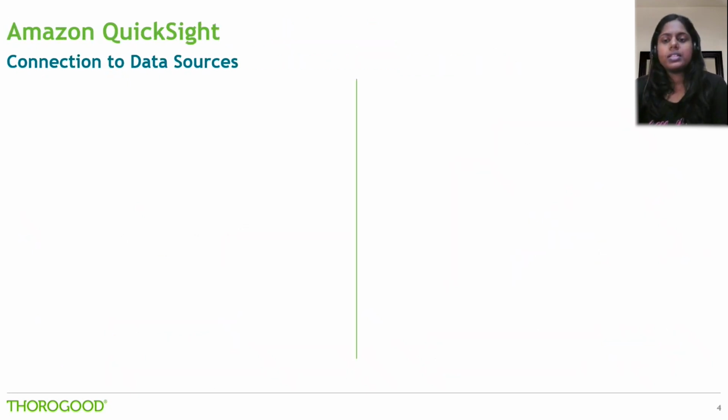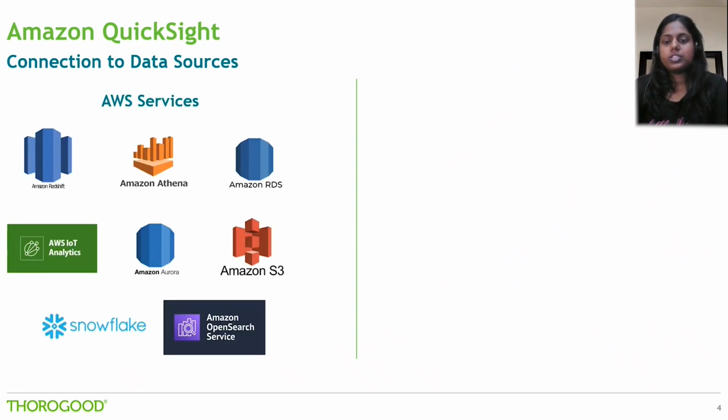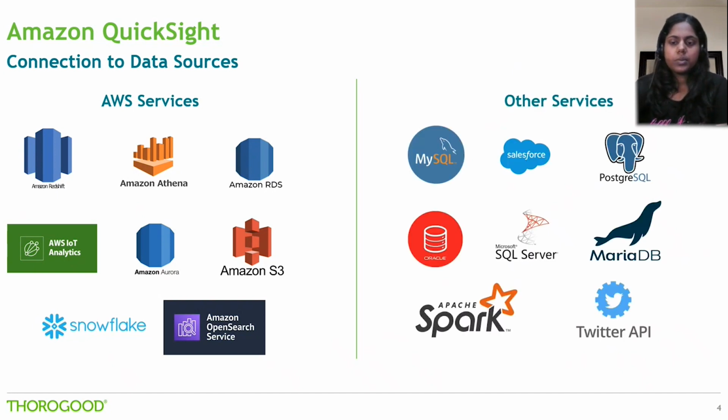We can connect various data sources that we can use to provide data for analyses. We can connect to various AWS services such as S3, Athena, Aurora, etc. We can also connect to services that are not native to AWS, such as relational data sources like MySQL or Microsoft SQL Server, and SaaS data sources such as Salesforce, Twitter API, etc. In our demo, we'll be connecting to Amazon Athena to get data for analyses.